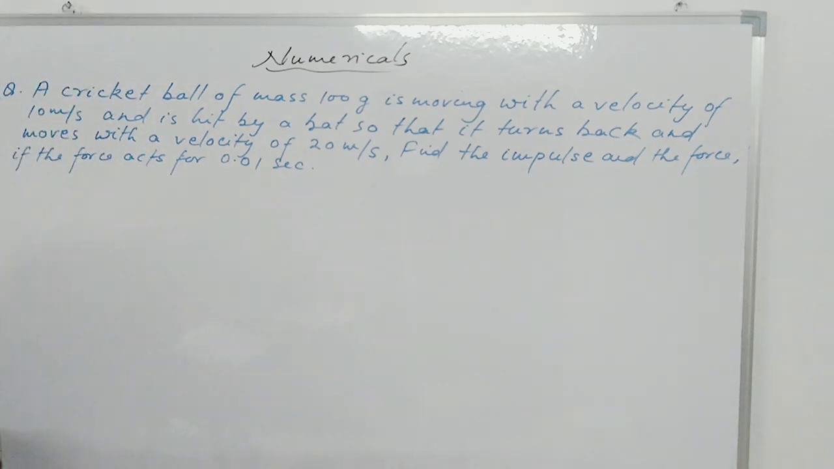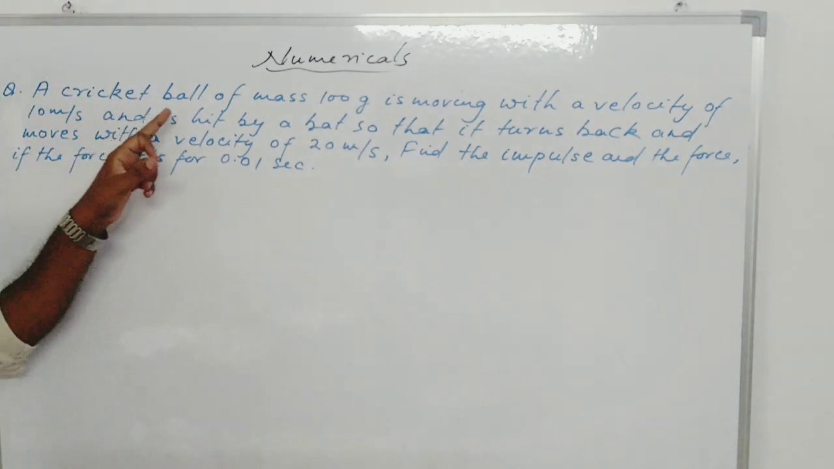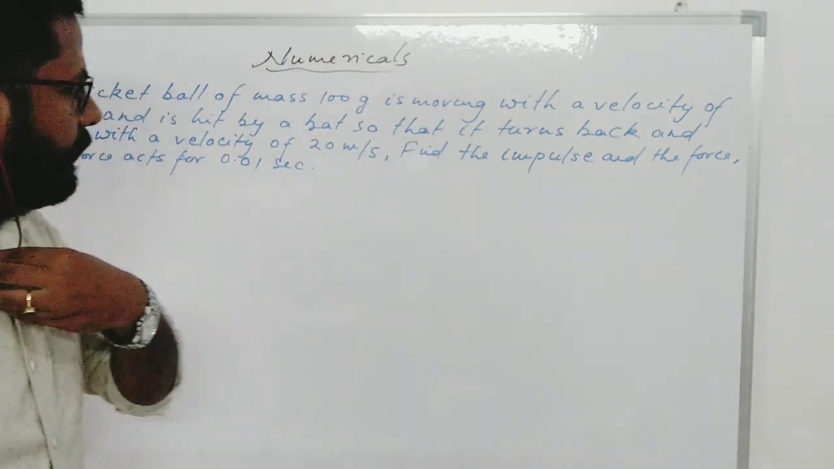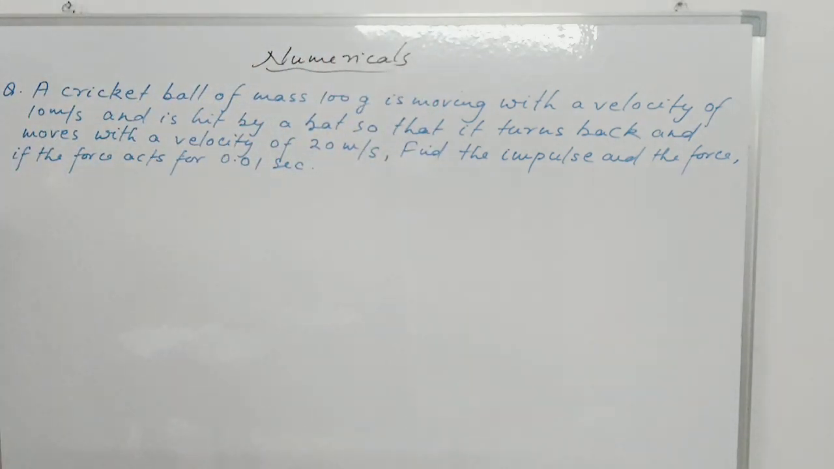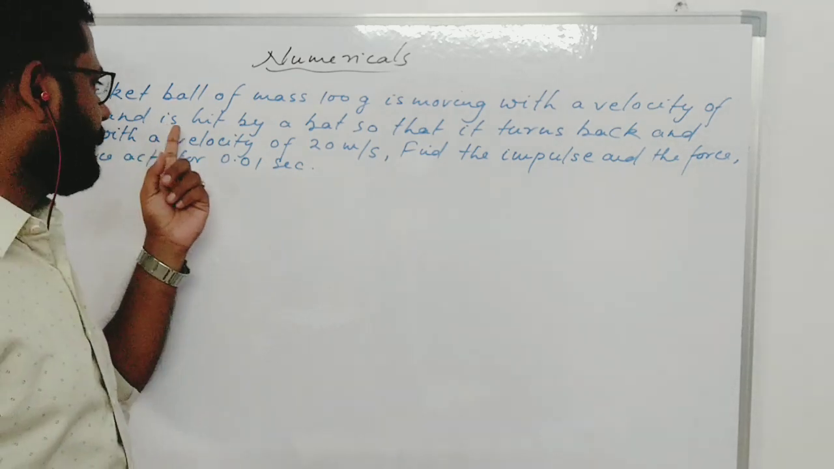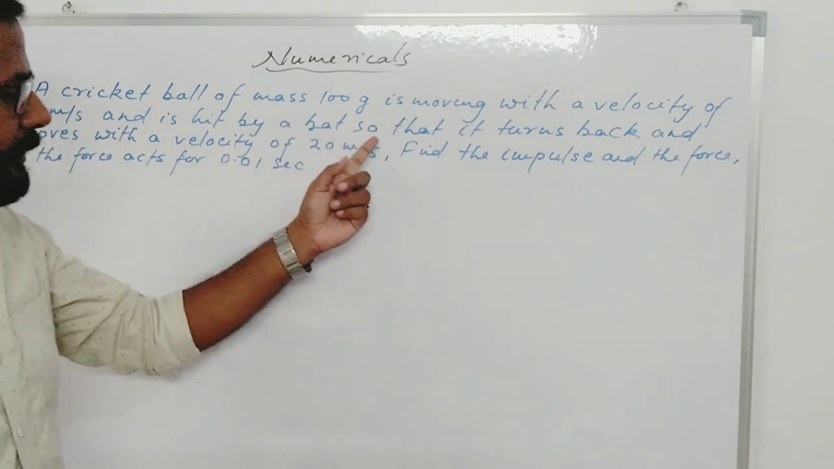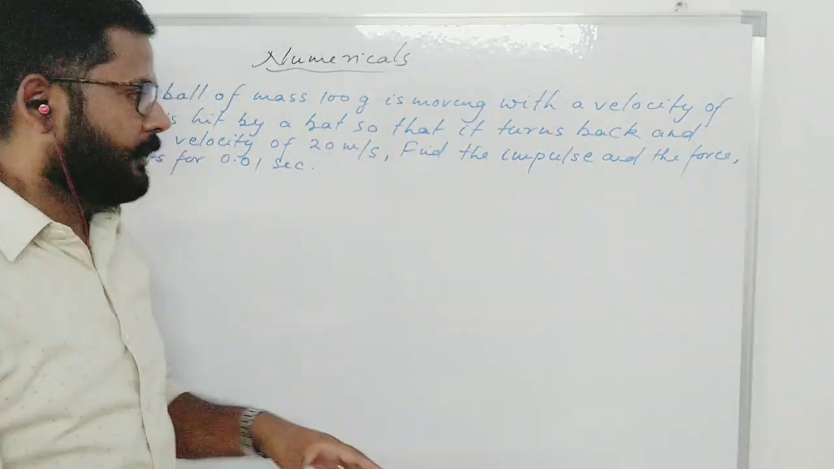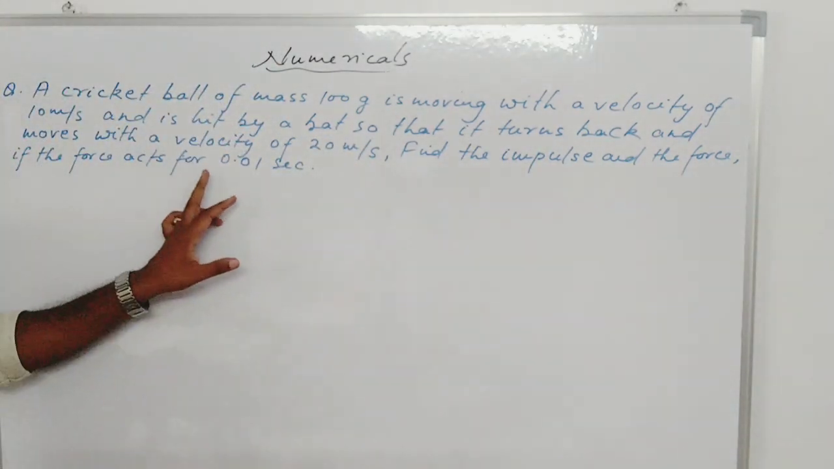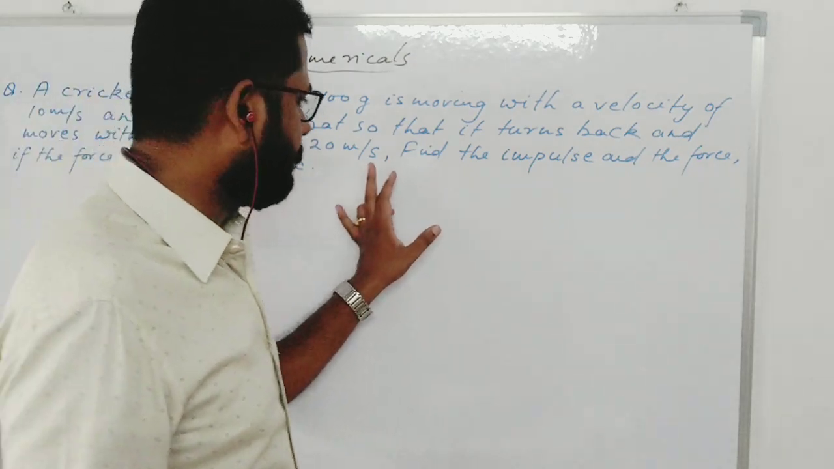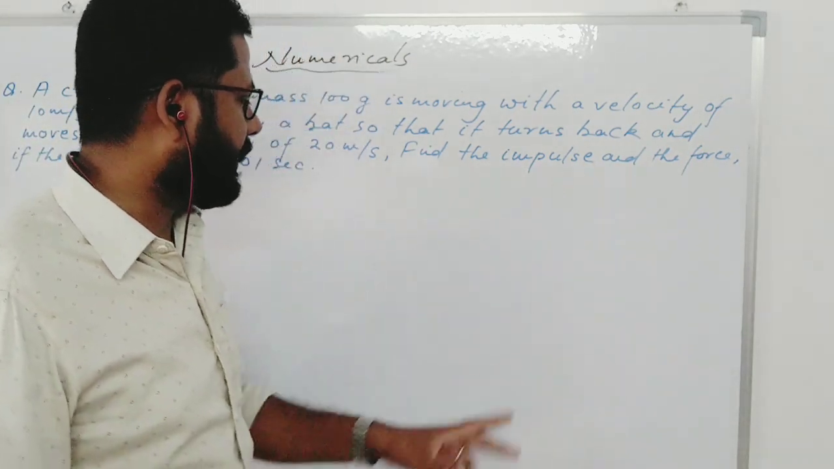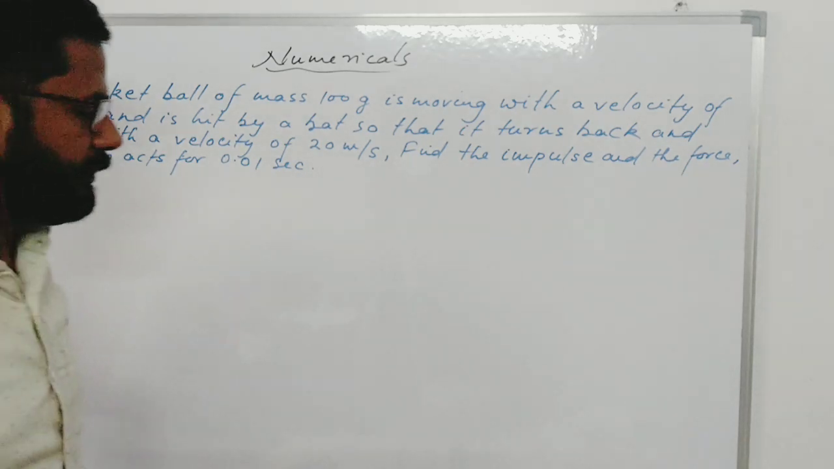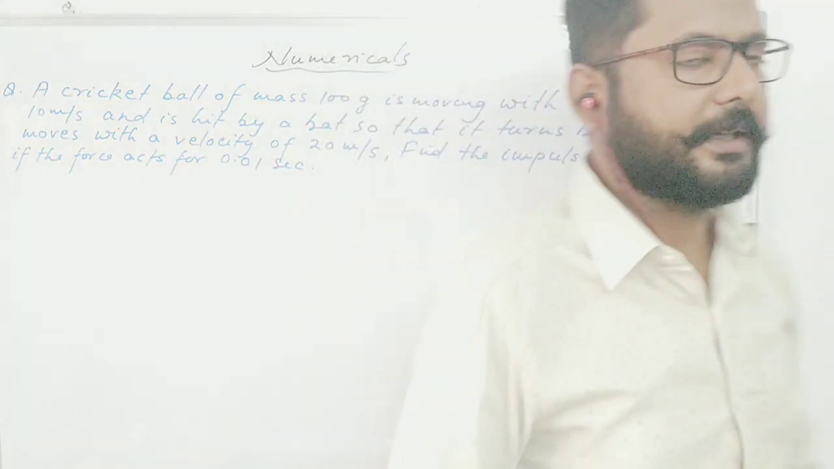See this question. A cricket ball of mass 100 gram is moving with a velocity of 10 meter per second and is hit by a bat so that it turns back, and moves with a velocity of 20 meter per second. Find the impulse and the force if the force acts for 0.01 second.